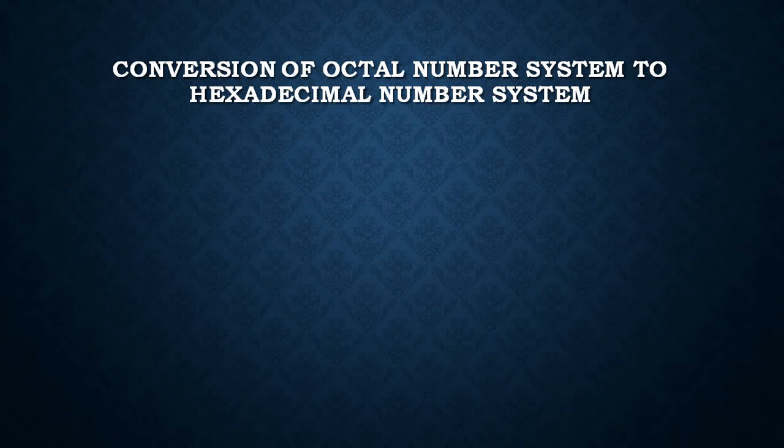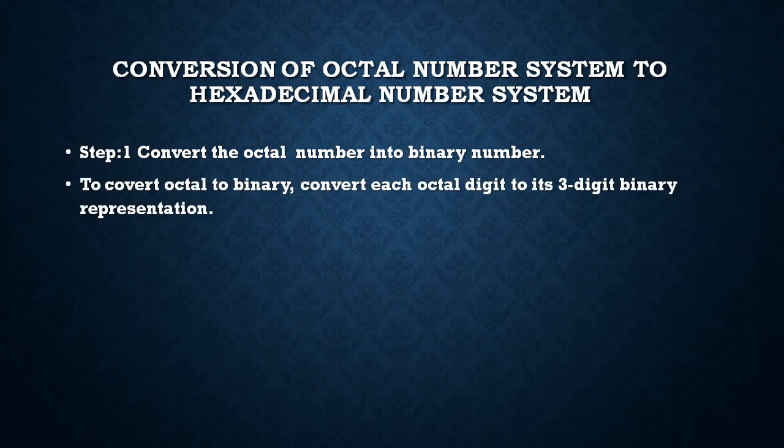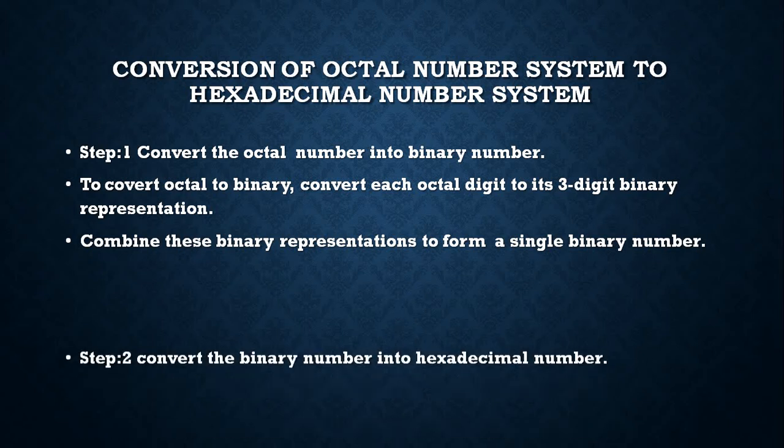Now we have to convert the octal number system to the hexadecimal number system. When we have to convert octal to hexadecimal, we have to follow two steps. First step is to convert the octal number into a binary number. To convert octal to binary, convert each octal digit to its 3-digit binary representation. Combine this binary representation to form a single binary number.